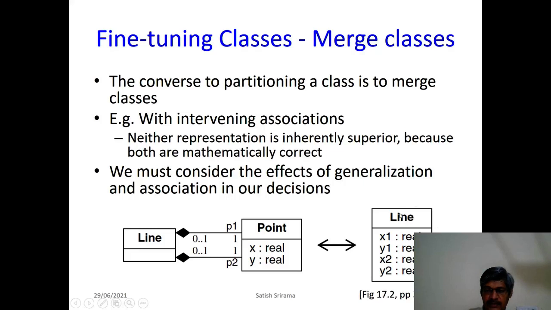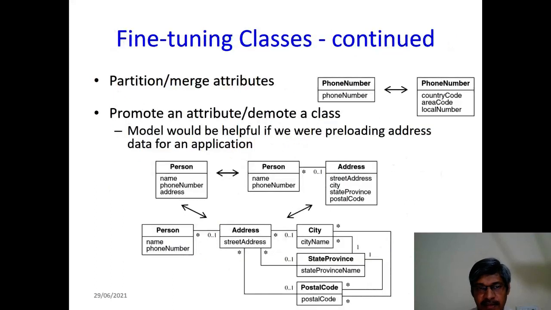Alternatively, you can have a complete line itself as a class where you have x1 y1 and then x2 y2 as the attributes. Neither representation is inherently superior to the other one because both are mathematically correct. But again, if you are merging the classes like this one, you have to consider the effects of generalization and associations on our decisions. So you have to think twice before you do this. These are the two approaches. Let's look at two more approaches.